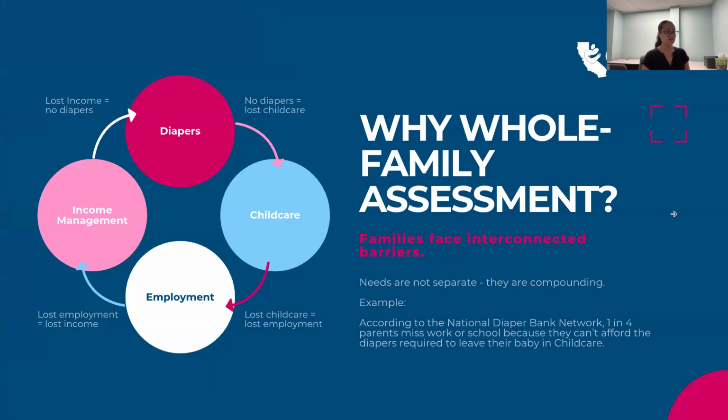So families face interconnected barriers. One example from the National Diaper Bank Network is that 1 in 4 parents miss work or school because they can't afford the diapers that they need for their baby to be left in childcare. So obviously with no diapers, they lose their childcare. Without their childcare, maybe they miss employment for a day and they miss income for that day. And then in turn, they can't afford the diapers again. So it's a cycle of poverty, as we all know. And needs are not separate, they're compounding. So by better understanding all of the needs of a family, we can better plug them into the specific areas that they really need the most assistance in.